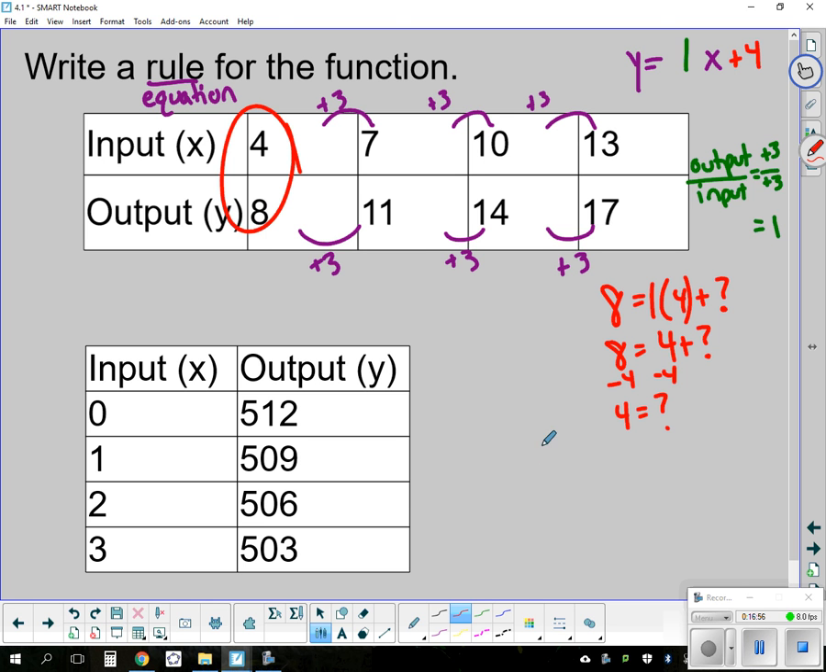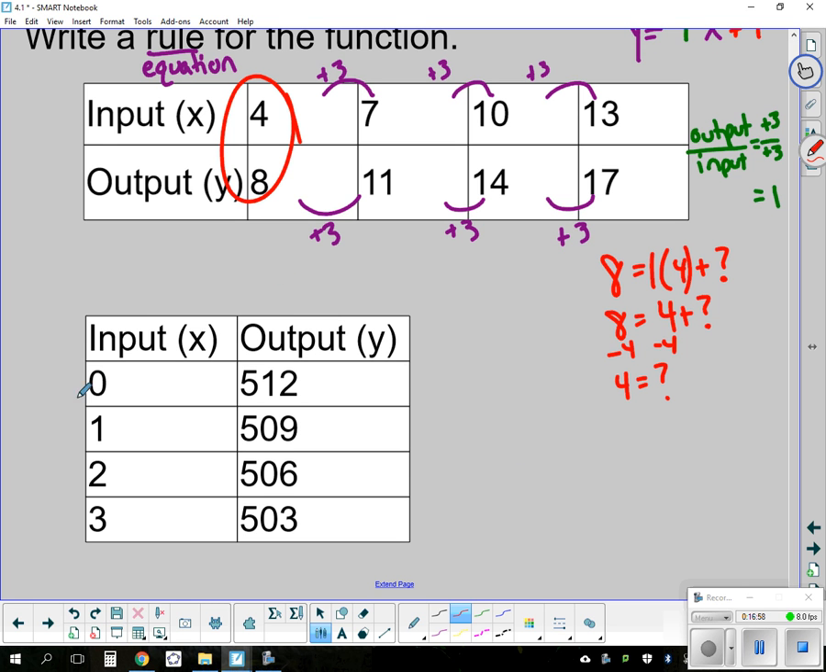Let's try another one. Okay, so again, go down your outputs. Figure out what you're doing. Is it the same thing each time? Well, from 512 to 509, I could be subtracting 3. That works here, and it works here as well. So good, same thing each time. Over here, what are we doing? We're adding 1 each time. Then you want to take your output difference over your input difference.